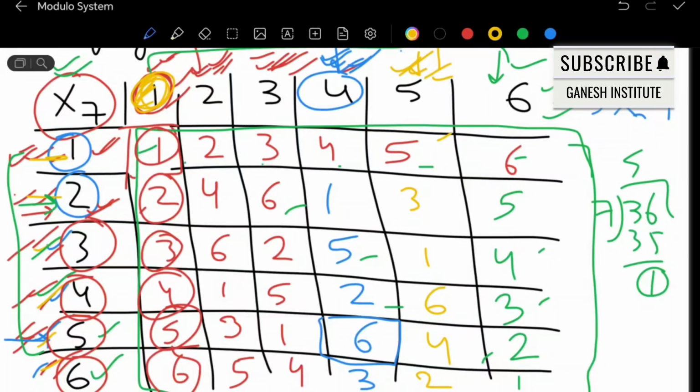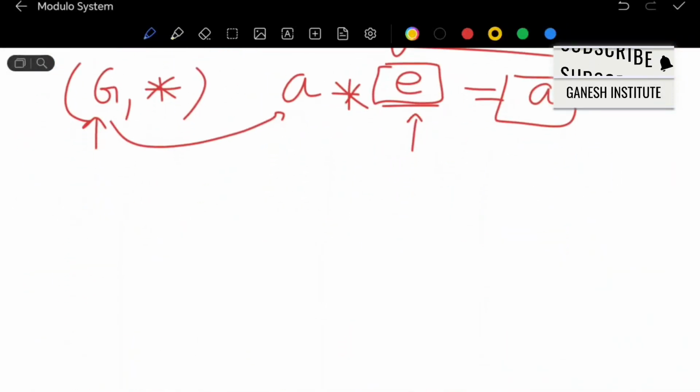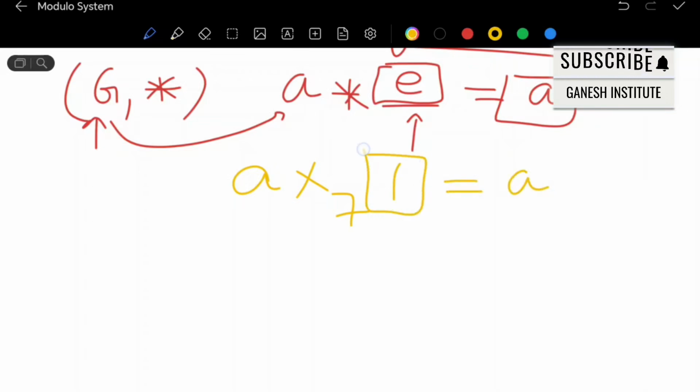Again, see from this side. If I keep this element constant and change the rest of them, 1 multiplication modulo 7 with 1 is 1, with 2 is 2, then 3, 4, 5, 6. I'm getting all the time these same elements. So whenever I have any number and I operate it, and here the operation is multiplication modulo 7, with 1, I'm getting the number itself, correct? So 1 is my identity. Okay, so existence of identity is there.